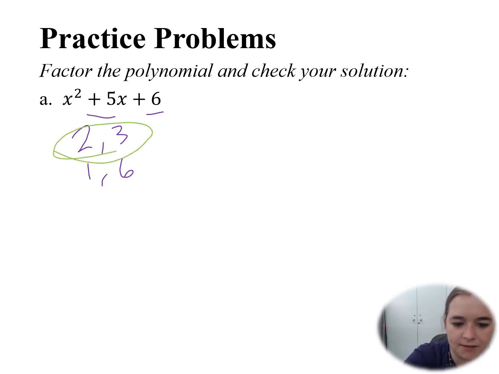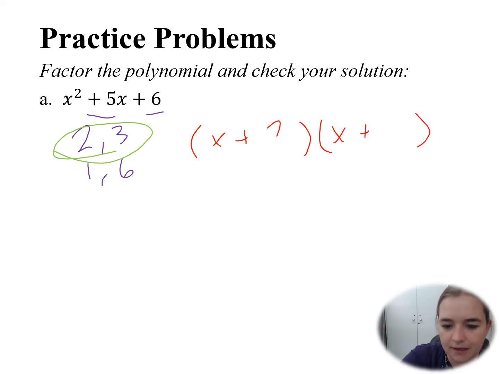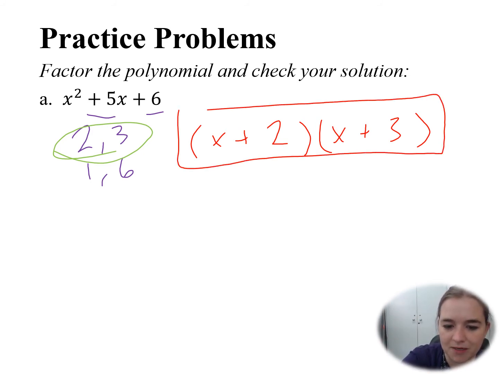pair of factors here. So in factored form, I get x plus and x plus, because I know that my two factors are going to be positive. I get x plus 2 and x plus 3. And now we know from multiplication that order doesn't matter. So if you wrote it out as x plus 3 and then x plus 2, that's also correct. So this is my factored form of my polynomial.